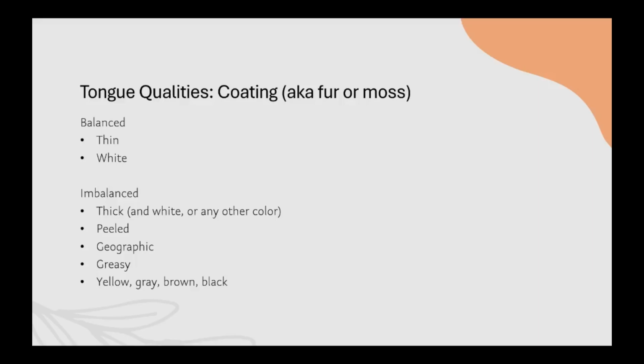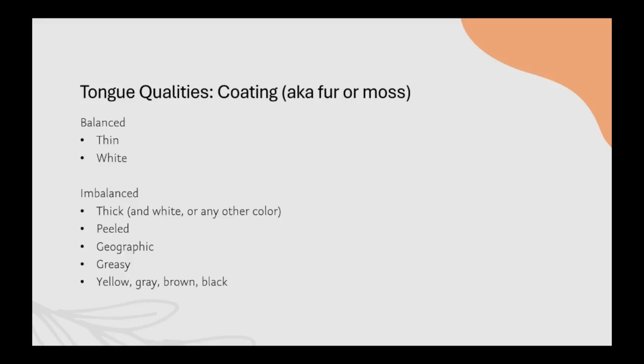If someone has an underlying disharmony, it may present as a thick coating that could still be white in color, or it could be yellow, gray, brown, or even black. It's more typical to see white or yellow coatings. Brown or black is a more severe condition. And there could be no coating, which is called peeled. It's almost like a peeled grape, if you will.